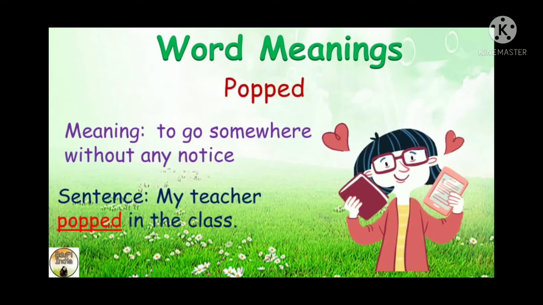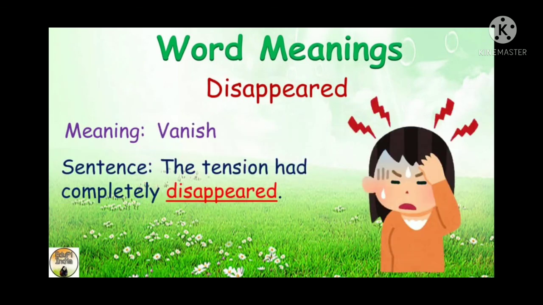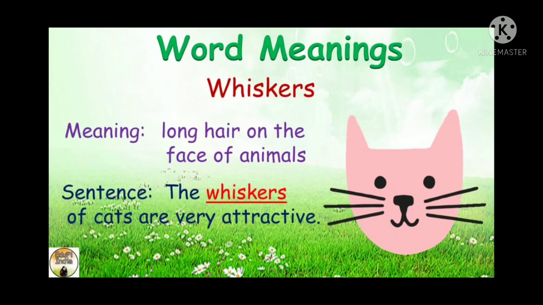Okay. Next, popped. It means to go somewhere without any notice. Now use it in a sentence. My teacher popped in the class. Next is disappeared. It means vanish. Now use that word in a sentence. The tension had completely disappeared. Last word is whiskers. It means long hair on the face of animals. The whiskers of cats are very attractive.